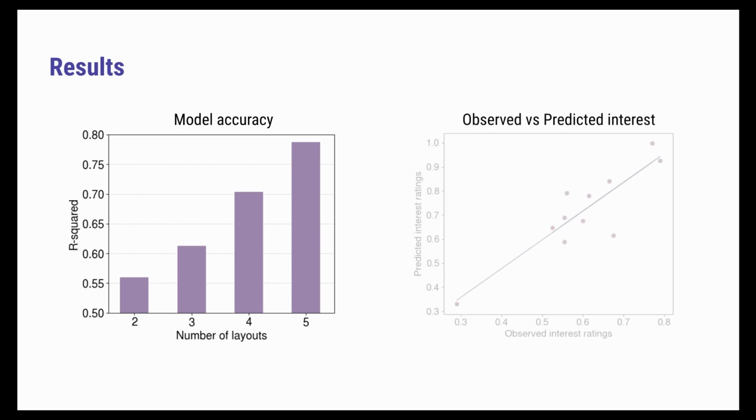The plot on the right shows the correlations between observations and predictions for 11 content items. Each data point represents the user's interest on a content item on a scale from 0 to 1. Notice that in most cases, the predictions are very close to the true values, which demonstrates that the model adequately fits. For further details about the results, please refer to our paper.